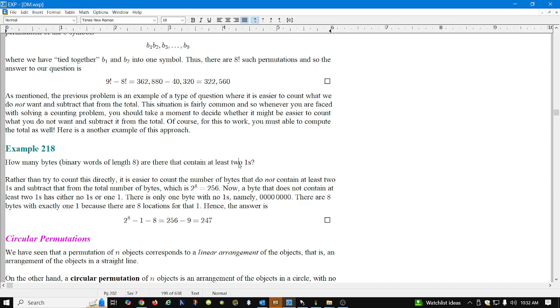And the hint here is when you see words like at least, and what follows is a small number, at least 1, at least 2, at least 3, it's probably better to try to count what you don't want, because that's at most 1 or at most 2 or at most 3, and those numbers are generally easier to count. Okay.